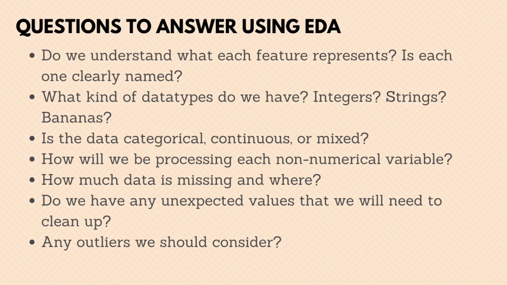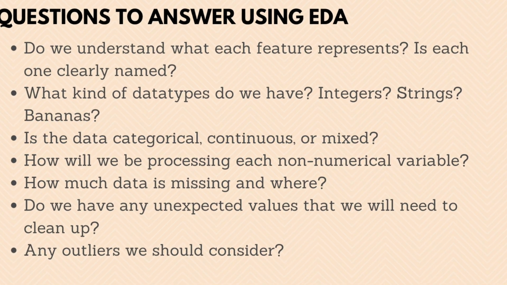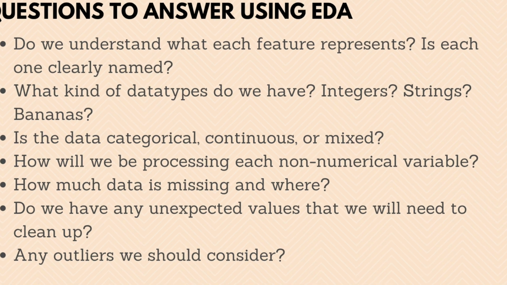I wanted to leave you with some questions that you can aim to answer using your EDA. Do we have a data dictionary or metadata to explain to us what each of the variables mean? If not, do we understand what each of the variables mean? What are the data types that we're working with? Are we working with integers, strings? Do we have categorical or continuous values, or maybe a mix of both?